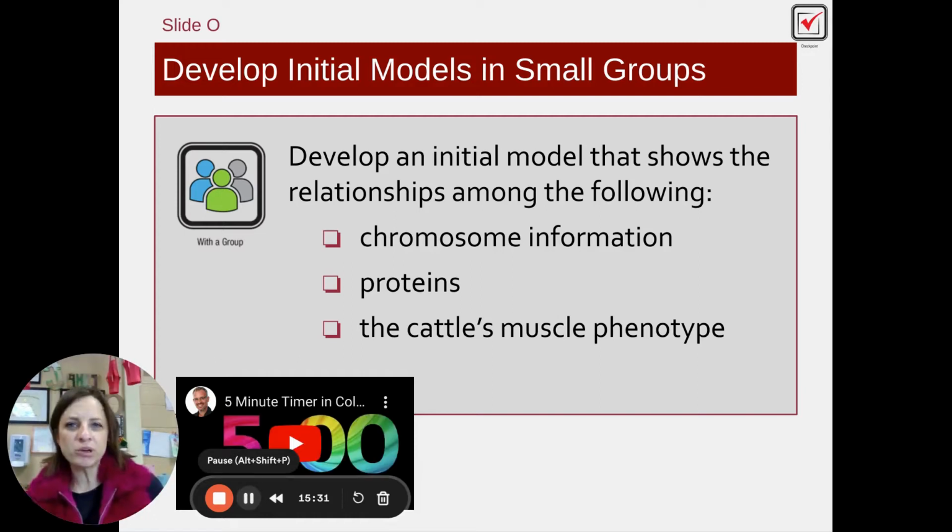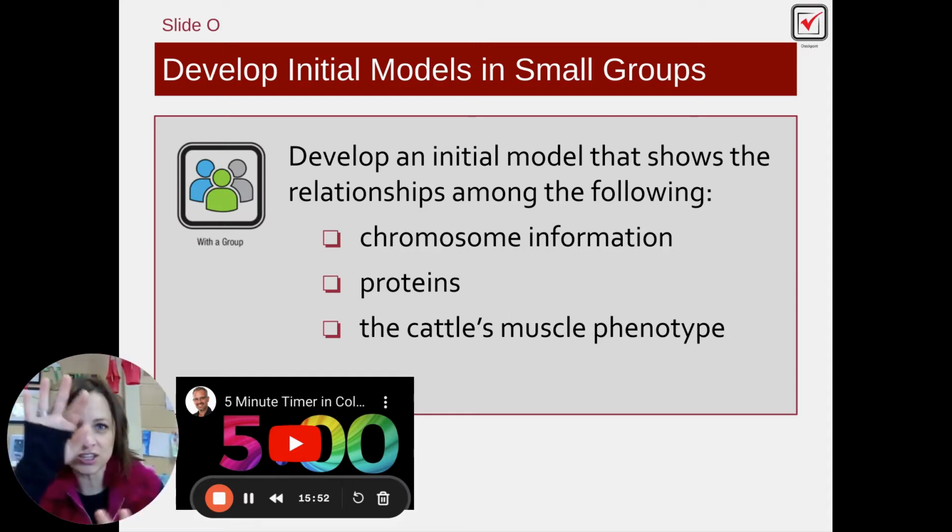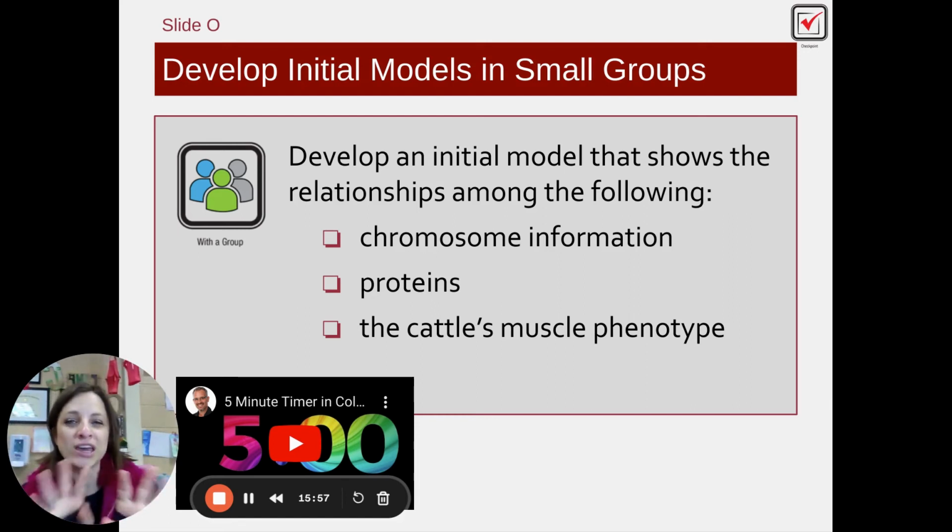Right. The last thing that we're going to do today, I know I have a 5-minute timer here. You can just ignore that. I want you to develop an initial model that shows the relationships among the following, because you probably noticed some things today, right? Chromosome information, proteins, and cattle's muscle phenotype. What do they have to do with each other? A relationship. How do they affect each other? That's the last thing that we're going to do today, and I'll see you tomorrow.